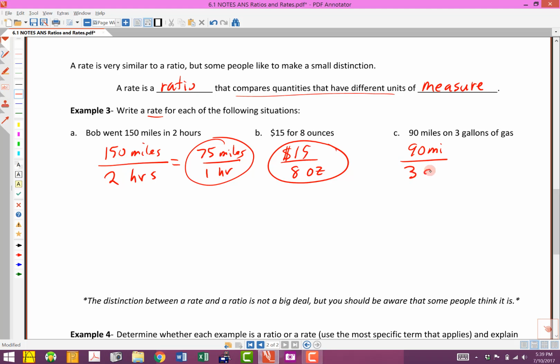And then we're going to put 3 gallons here. So again, we're comparing a measurement for distance with a measurement for volume, how much gas we have. So then we're going to go ahead and reduce this. So we're going to get 30 miles on the top, because 3 goes in here and then 3 goes in here once, to 1 gallon of gas. Okay, so each one of those are rates.